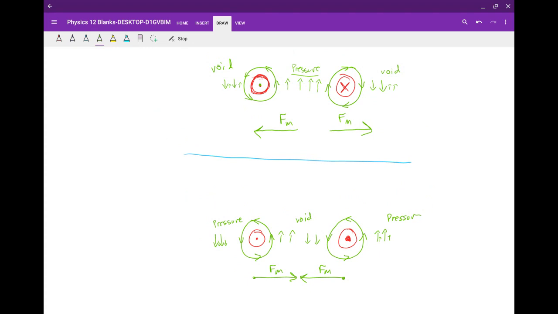Opposite currents will be pushed apart, whereas non-opposite currents, or currents going in the same direction, will be pulled together. They kind of want to join together. Okay. Anyway, so that's your idea here.